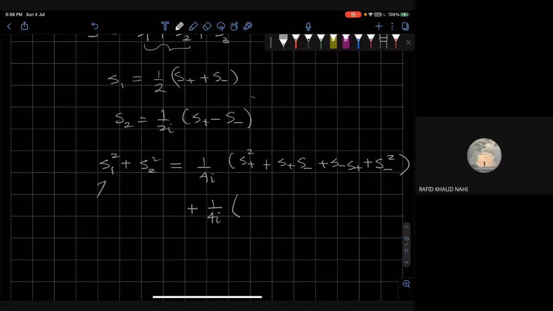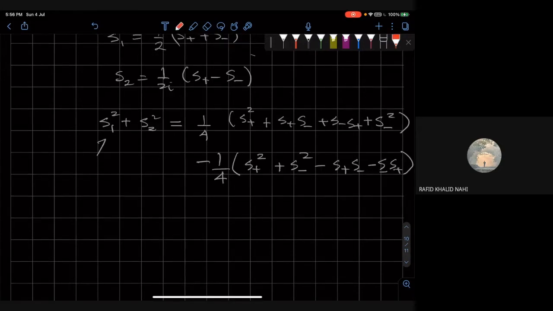In the first one, I think there won't be an i. Again, you're right. But instead of multiplying S1 with itself, I multiplied S1 with S2. And in the second one there won't be an i either, right? So it'll be minus 1/4, right? Yes, sir. So it's S plus squared plus S minus squared, and then there'll be minus S plus S minus minus S minus S plus. Do you agree?